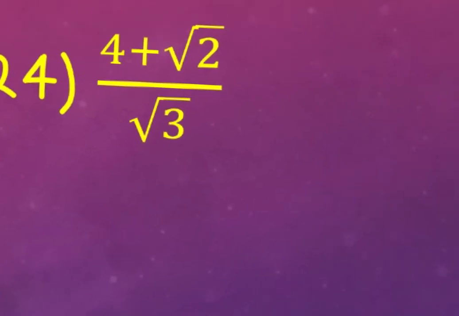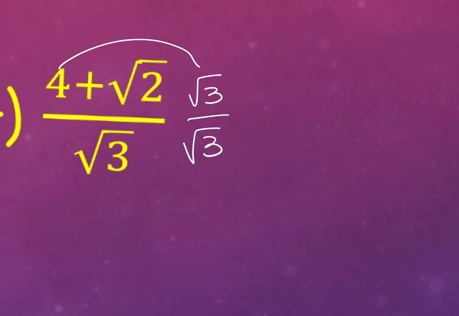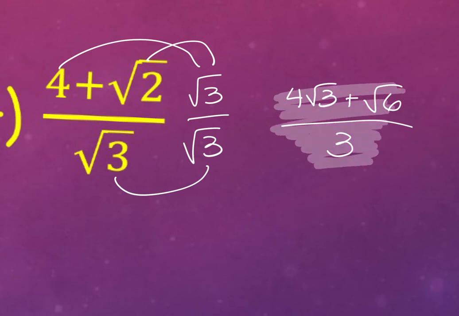24, again, the square root in the top is fine. The square root in the bottom is what's the problem. So I'm going to multiply both the top and the bottom by square root 3. In the numerator, I would do 4 times root 3, which is 4 root 3, plus root 2 times root 3, which is root 6, over square root 3 times square root 3, which is 3. And again, can't simplify because that 3 on the bottom is not under the root.